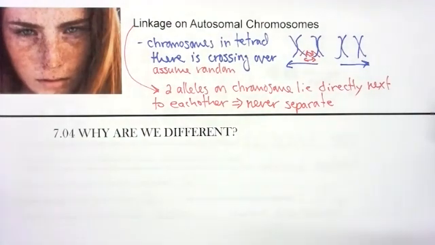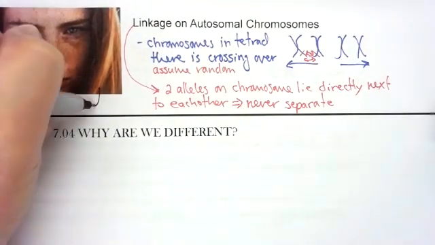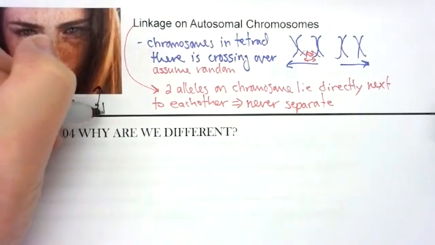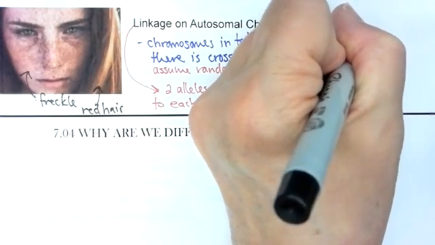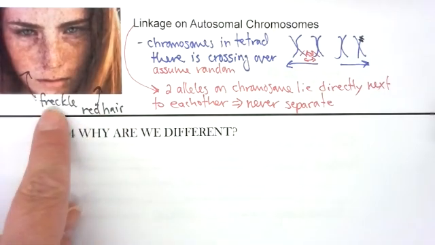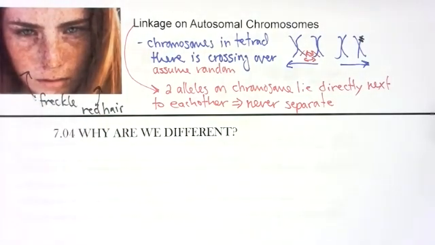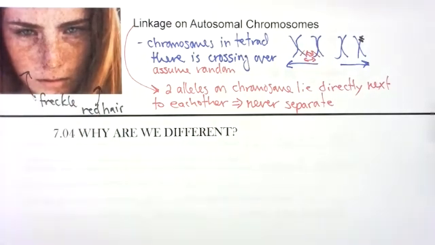An example of that is the gene for freckles and the red hair gene. If you look on a chromosome, one is here and then the other is here. And so if there's crossing over, these two genes stay together, they never separate. And that's why a lot of times, if you have red hair, you also have freckles. It's an example of what we call linkage.